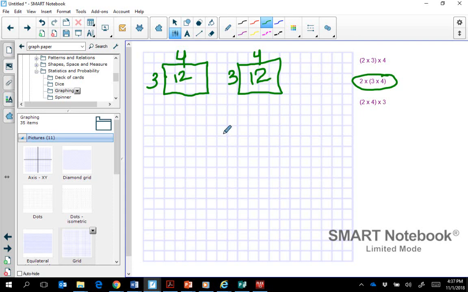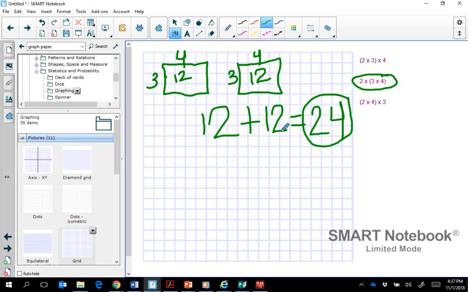And in order for me to find how much I have total, guess what? I just have to add. That's where the repeated addition comes in. It's still multiplication. We're still using the same characteristics of multiplication, and one is repeated addition. So 12 plus 12 equals 24. Okay.